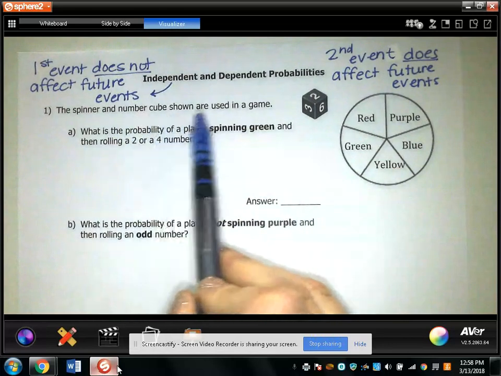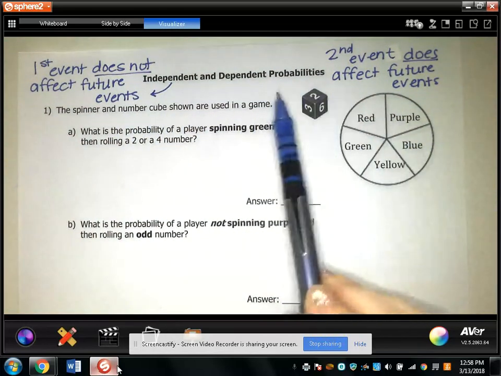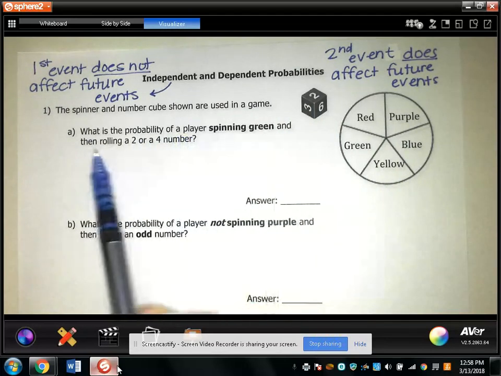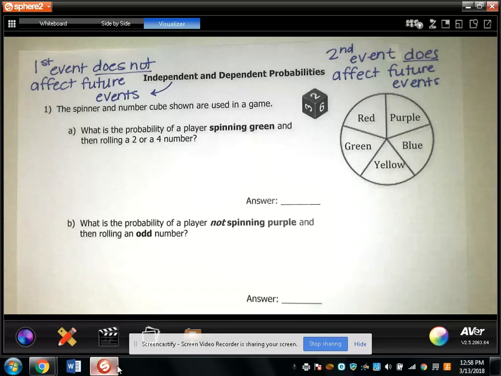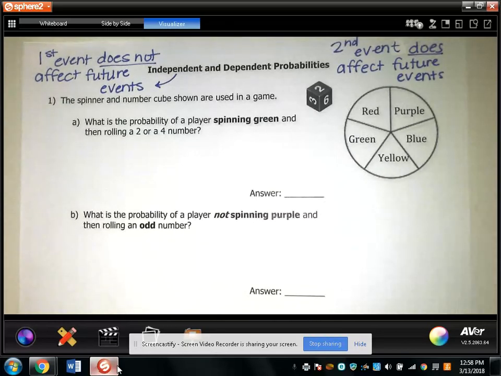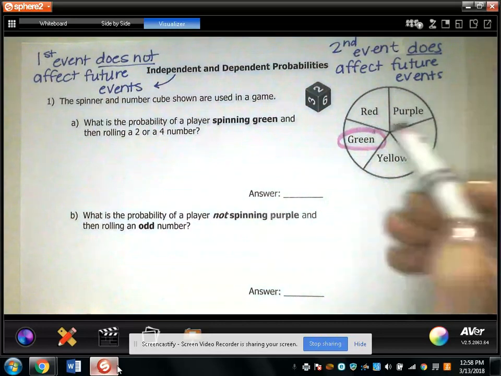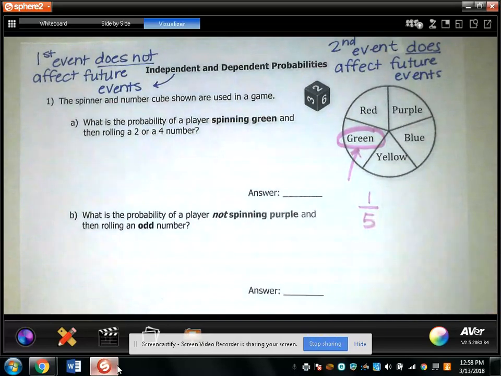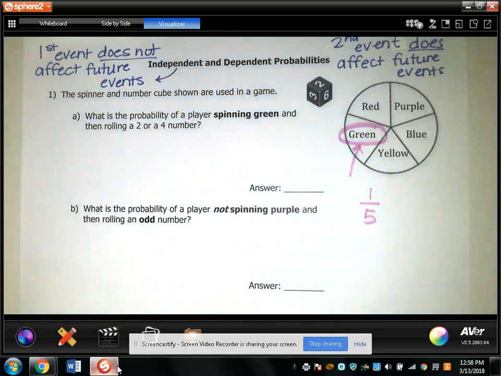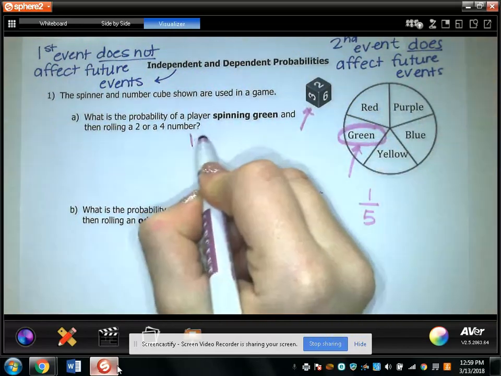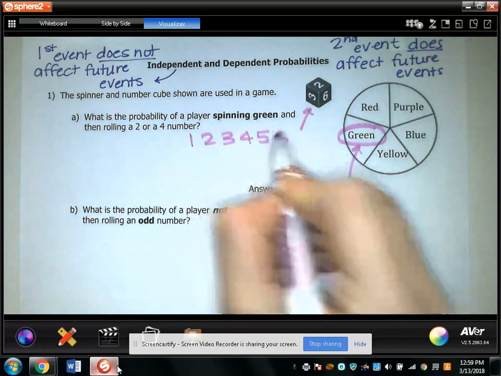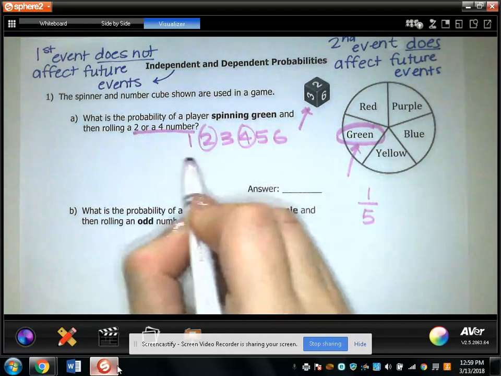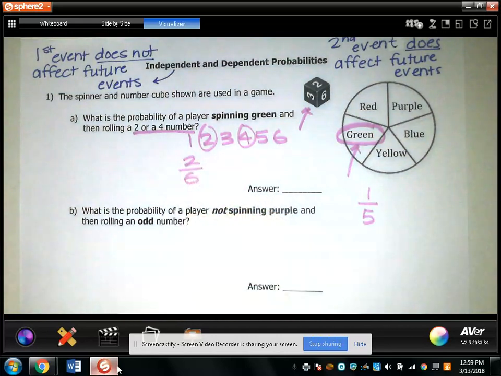A spinner and a number cube are used in a game. So we have a spinner and a number cube. What is the probability of a player spinning green and then rolling a 2 or a 4? So first let's talk about the spinner. I'm going to roll green, and my chance of doing that is 1 out of the 5 sections. Now getting green has no effect on what I'm going to get when I roll this die, because I still could get a 1, 2, 3, 4, 5, or 6. So what's my probability of getting a 2 or a 4? Circle those. Well, that is a 2 out of 6 probability.